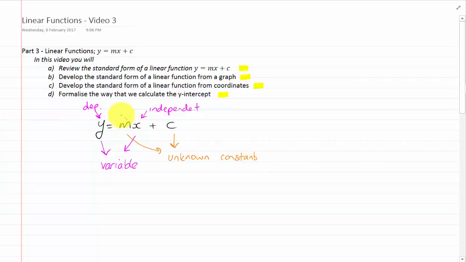Now the good news here is that m is actually the gradient. If you know the gradient, then you can put it straight in front of x as the coefficient, and that will be your gradient value because it represents the rate of change of y as compared to x. And this means that when x is 0, we're left with just c. So c is our y-intercept. So if we know the gradient and the y-intercept, it means that we know the function itself, and that's really important.